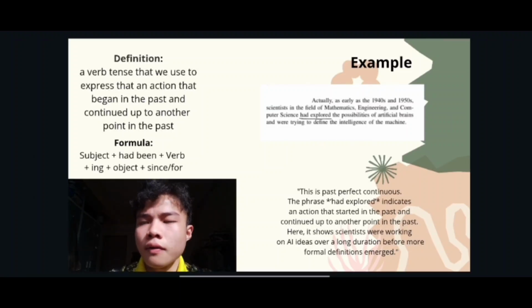So we can see here an example of past perfect continuous tense. Scientists had explored the possibilities of artificial brains and were trying to define the idea. So this is the past perfect continuous. The phrase had been exploring indicates an action that starts in the past and continues up to another point in the past. Here it shows scientists were working on AI ideas over a long duration before a more formal definition emerged.